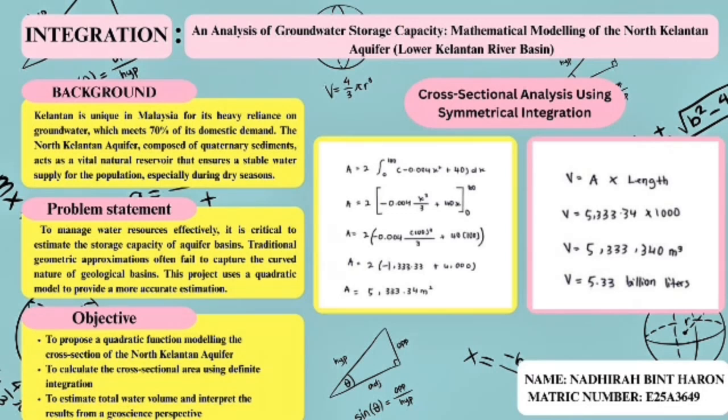After performing the integration, we get 2 times, open bracket, negative 0.004 x cubed over 3 plus 40x, close bracket, within the limit of 0 to 100. Next, I substitute the limit of 100 into the equation. 2 times, open parenthesis, negative 0.004, open parenthesis, 100 cubed, close parenthesis, over 3 plus 40 times 100, close parenthesis.